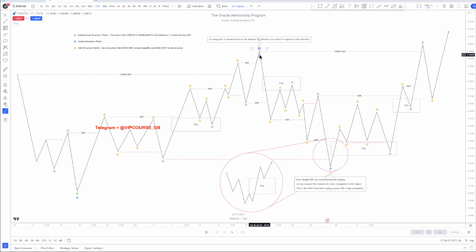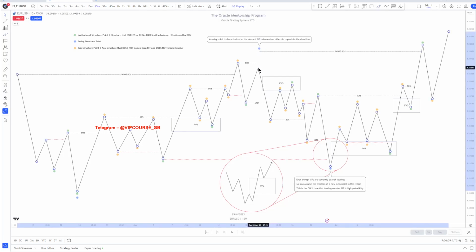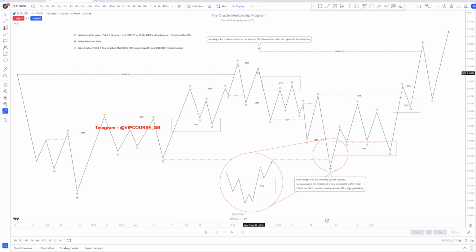If another ISP did not cause this to fail, right? You'd have substructure here that took out this ISP, then it is not an SMB. Why? Because this ISP is unconfirmed because it failed to break. So this becomes simply substructure. And the ISP to look at is this ISP here.